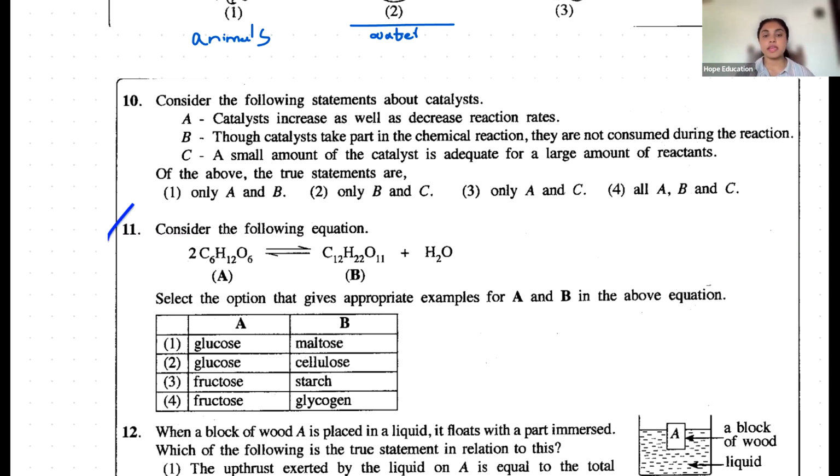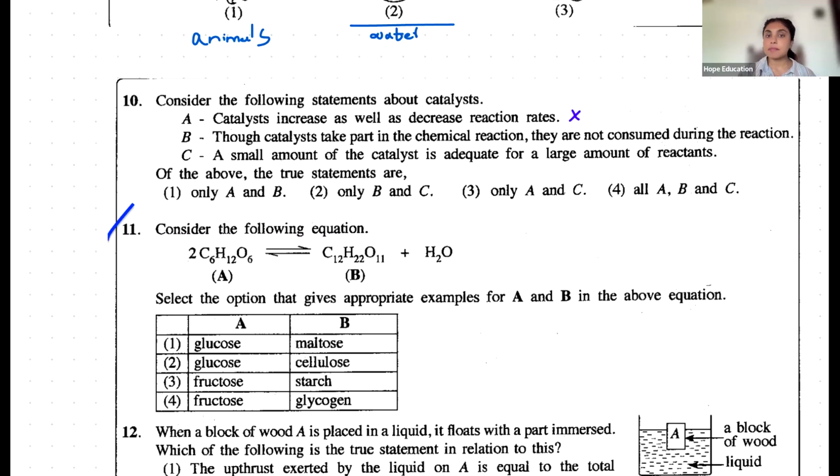Okay, if you look at statement A, catalysts increase as well as decrease reaction rates. Catalysts increase reaction rates, but what decreases reaction rates? Inhibitors. Inhibitors are the ones that decrease reaction rates.